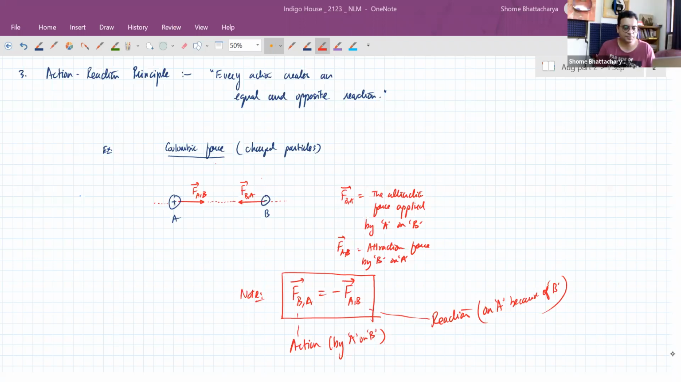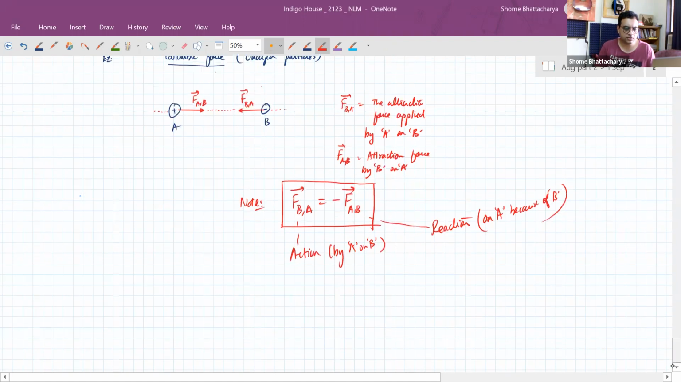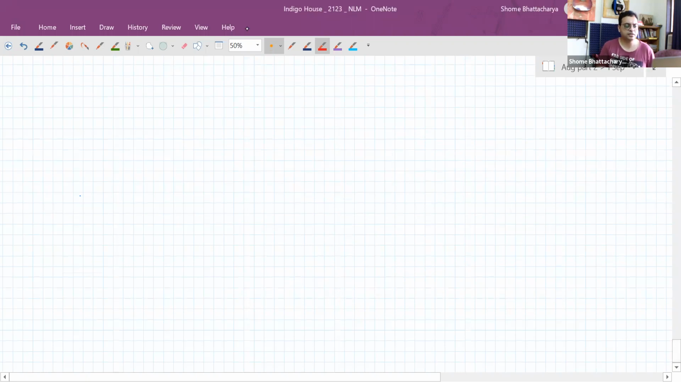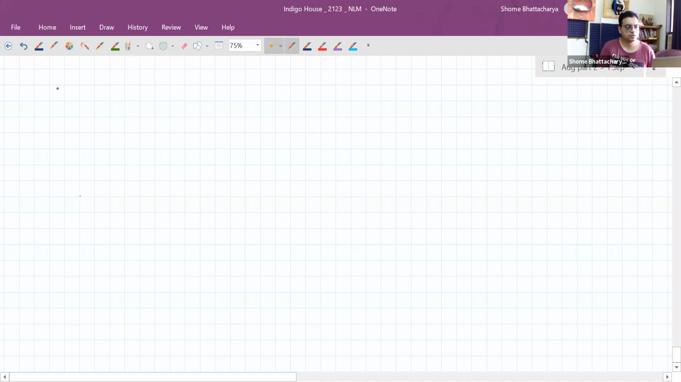Okay, now another aspect of forces that the concept of action reaction helps us understand is this whole business of normal reaction that we are talking about. Okay. Normal reaction force. Let's understand this in more detail.